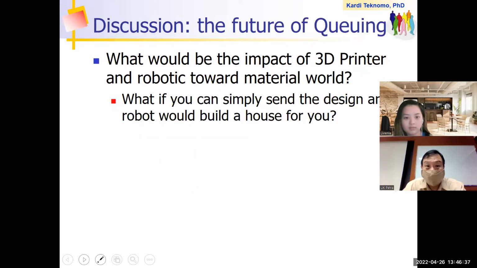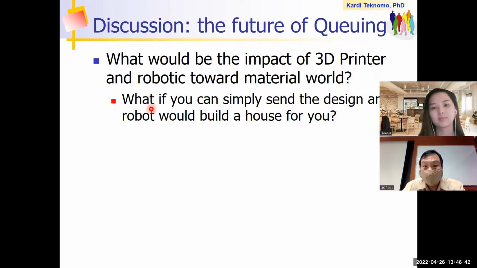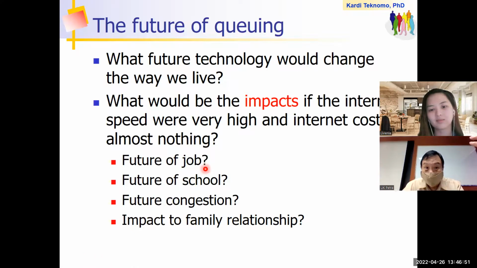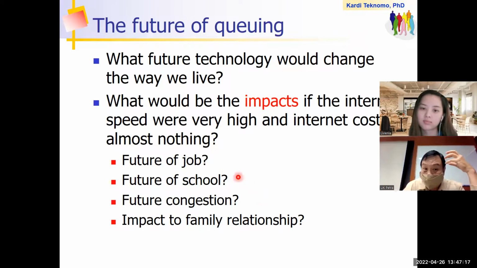And I said the future of queuing. So the impact of the 3D printer, right? You simply send the design and then the robot will build the house for you, right? The same thing. The future technology will actually change the way we live. So what will be the impact if the internet speed is very high, and the internet cost is almost nothing? The future of job, the future of school, the future of congestion, no more, right? And the impact on family relationship probably deteriorated, I don't know. But this will basically change.